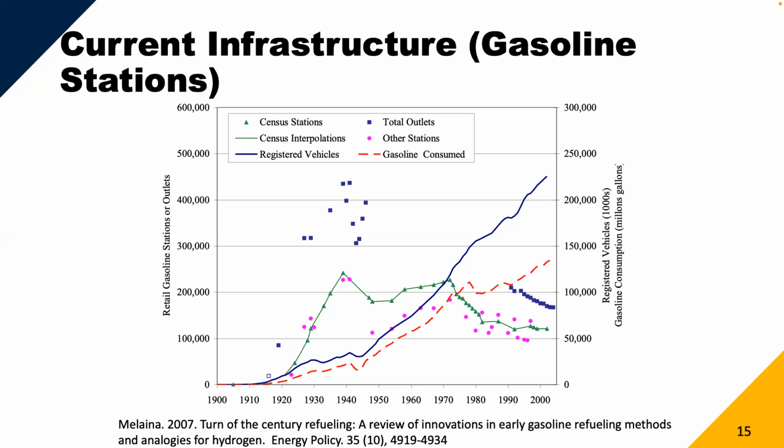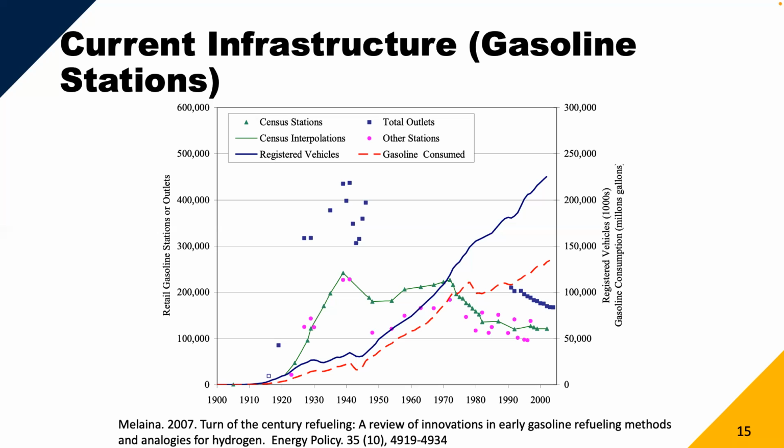So the number of stations doesn't necessarily correspond to the number of vehicles. Stations can be at sort of higher capacity. So that's one thing to keep in mind. And you'll also notice that this downward trend really started happening in the 1970s, corresponding to the oil embargo and associated issues. And so gas stations tend to become more efficient and see a higher number of customers.